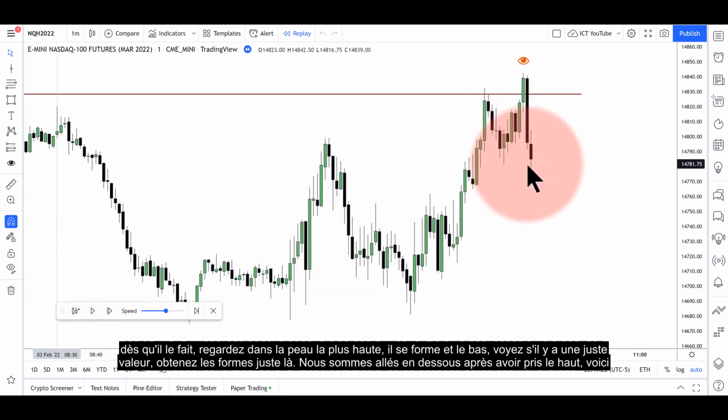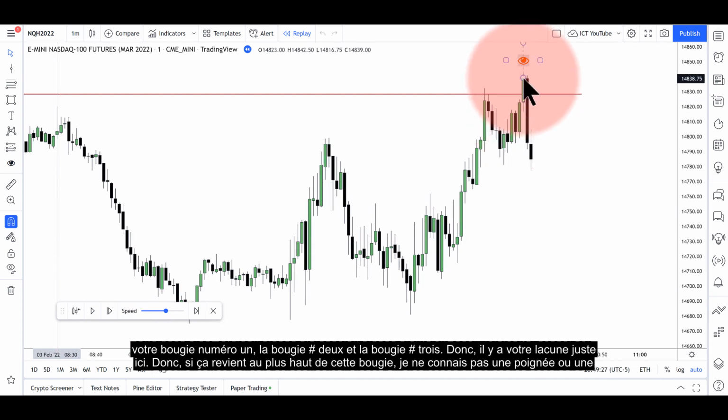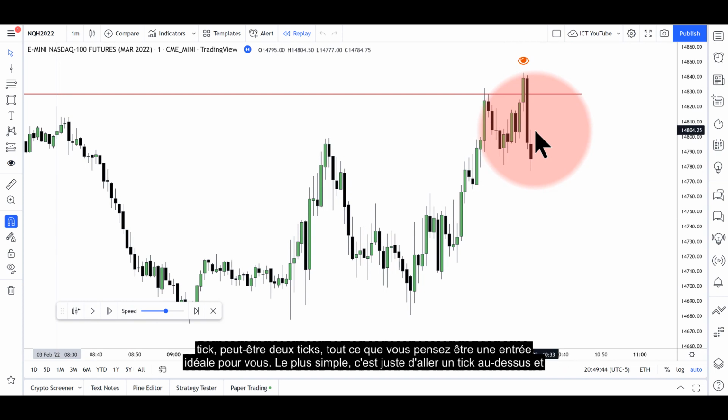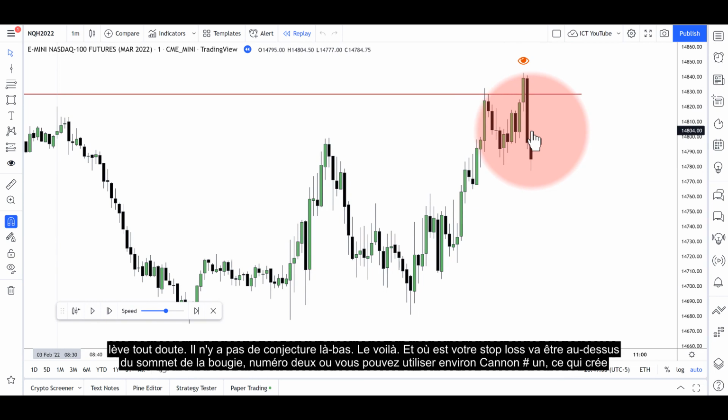We went below it after taking out the high. Here's your number 1 candle, the number 2 candle, and the number 3 candle. So there's your gap right in here. If it trades back to this candle's high plus, I don't know, 1 handle or 1 tick, maybe 2 ticks, whatever you believe is an ideal entry for you. The easiest one is just go 1 tick above that, and it removes all the doubt. There's no guesswork there. There it is.